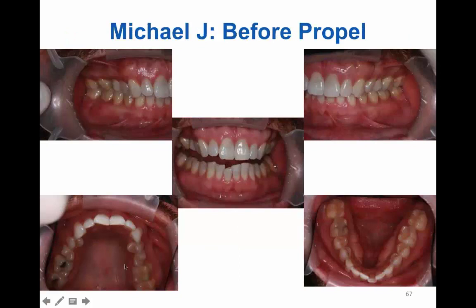Now, here's another case. This is Michael. Now, he has a severely rotated upper, all these upper premolars are pretty rotated. This one almost 90 degrees. This one's at least 45, maybe 60 degrees, and this one's about 30 degrees, and this one's also about 20 to 30 degrees. A very narrow arches. You can see he's got these V-shaped arches.